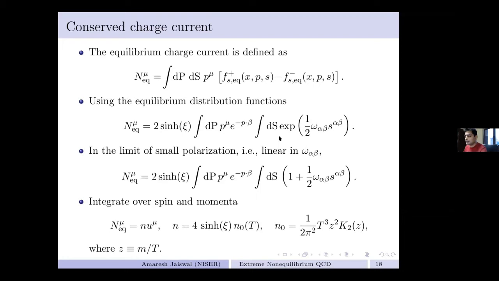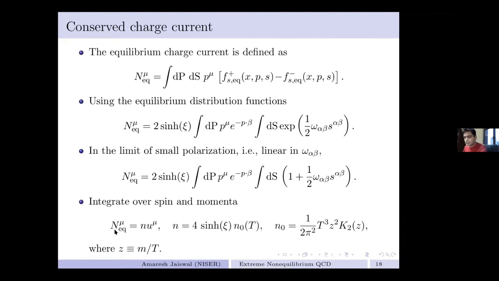But the point is, since we observed polarization, which was quite small, of the order of a few percent, we can try to expand this in the limit of small polarization and only deal with terms linear in omega. So basically, we can do a perturbative treatment. So this exponential one can expand and keep the linear term in omega, and then integrate over the spin as well as the momentum degrees of freedom.